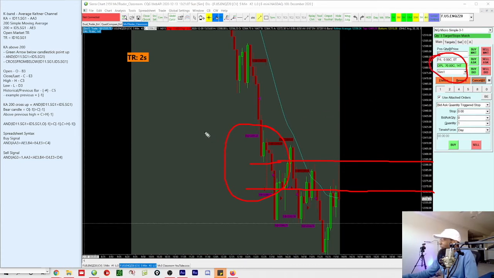Who knows? It may have worked out. It may not have worked out. The point of all of this is just to make sure that your spreadsheet works as it should, right? That's the whole point, that it's triggering you in where it's supposed to trigger you in.